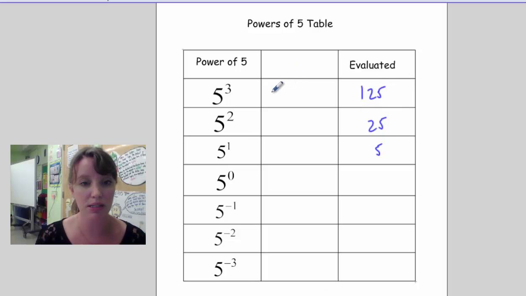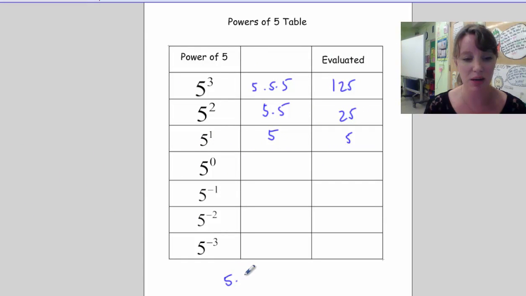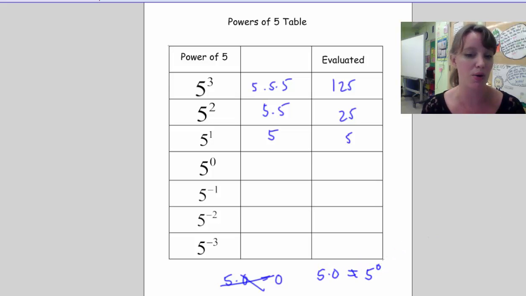5 cubed means that it's 5 times 5 times 5. 5 squared is 5 times 5. And 5 to the first power is just 5. So if I'm trying to figure out what 5 to the 0 power is, notice that's different than saying 5 times 0. 5 times 0 is 0, but 5 times 0 does not equal 5 to the 0 power. All right, those two are not the same thing.